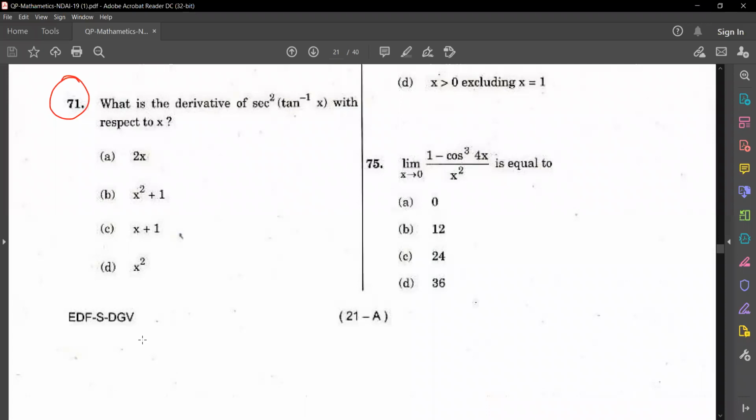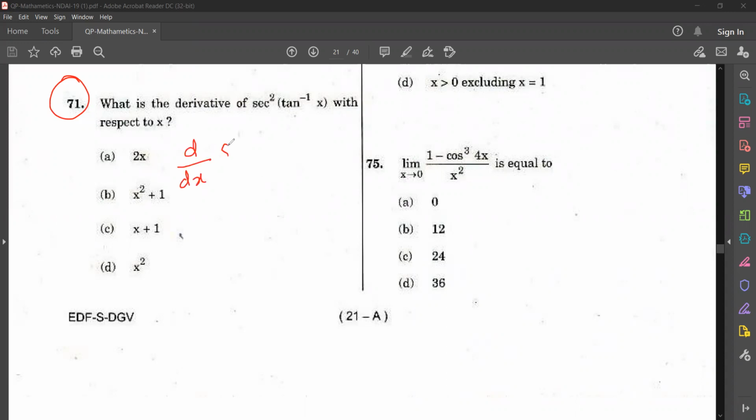Okay, did you get the answer? What is the derivative of sec square x tan inverse x? How to do this? So you have to find d by dx of sec square tan inverse x.